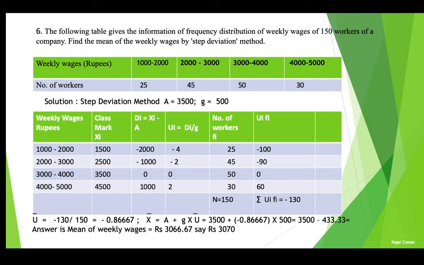In this problem similarly, take A is equal to 3500, g is equal to 500, and you can calculate the mean of weekly wages. Sum of UiFi is 130.